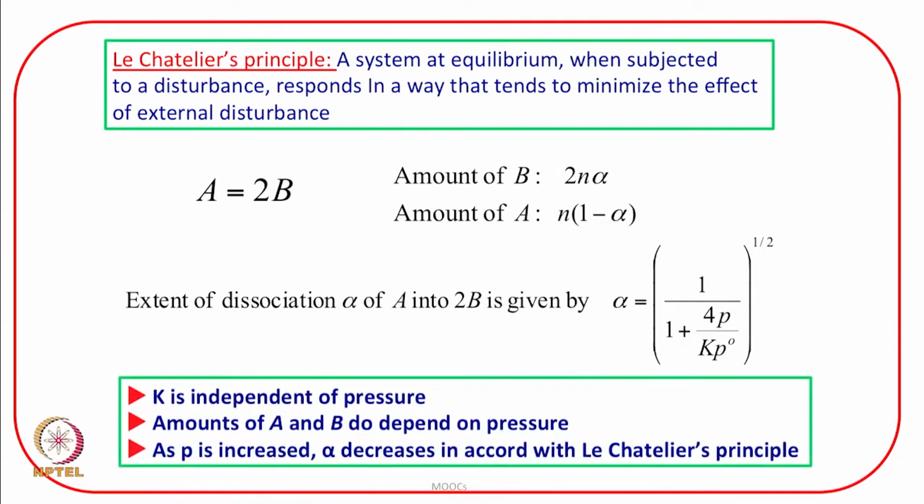So, this example demonstrates, because K is independent of pressure, the amount of A and B do depend on pressure, and this is demonstrated by this small calculation. And in accordance with Le-Chatelier principle, when pressure is increased, the amount of A and B are modified, alpha decreases, that is, the number of molecules of A will increase and number of molecules of B will decrease, or the reaction will shift towards left, and that is what is predicted by the Le-Chatelier principle.